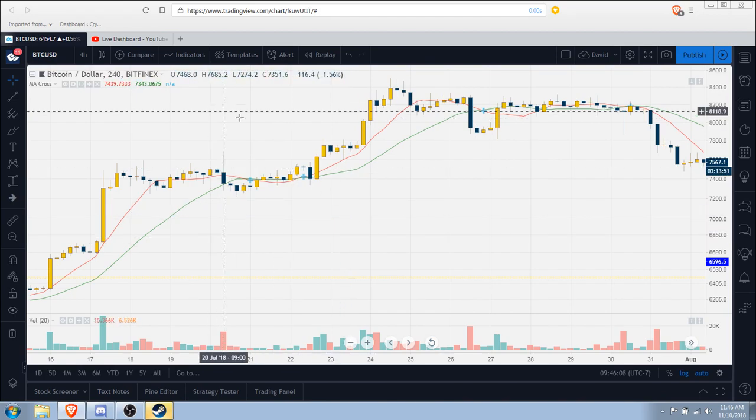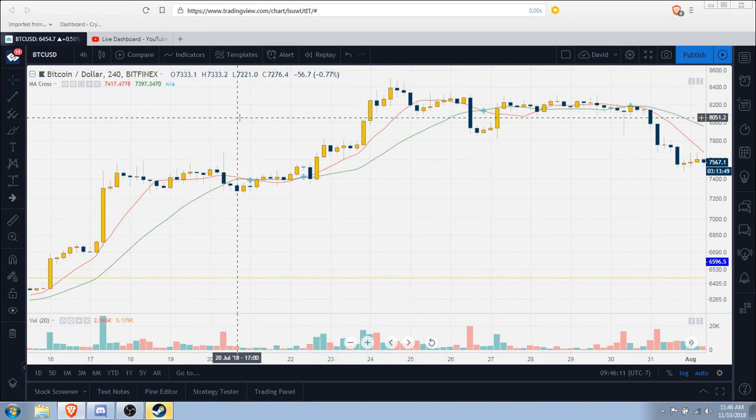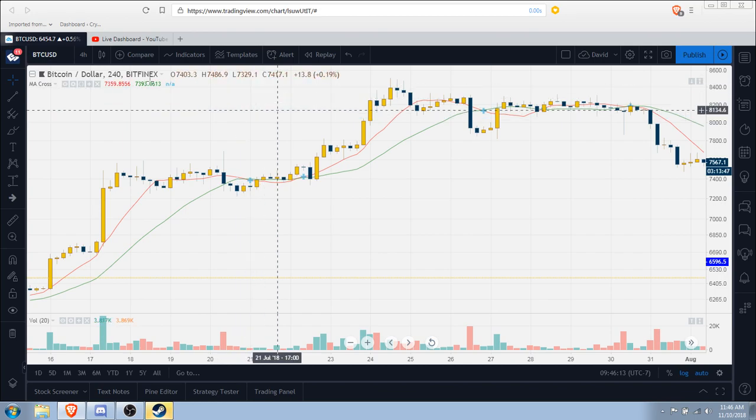So it depends on what time frames you trade on and what asset it is, because it's going to be different on various assets as well.